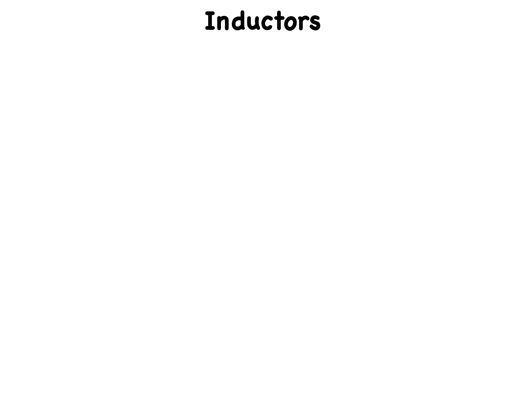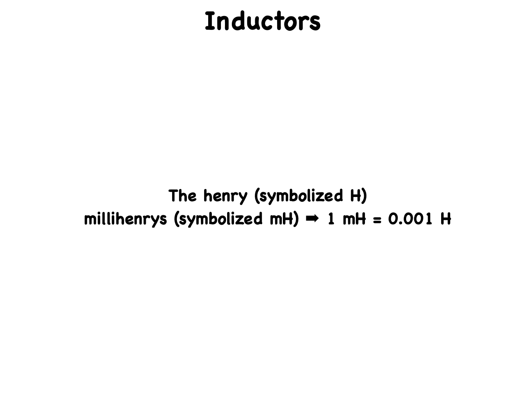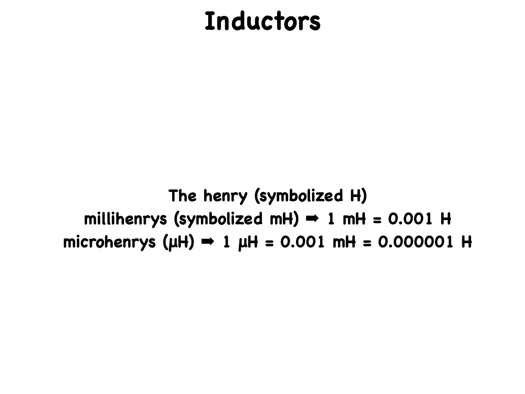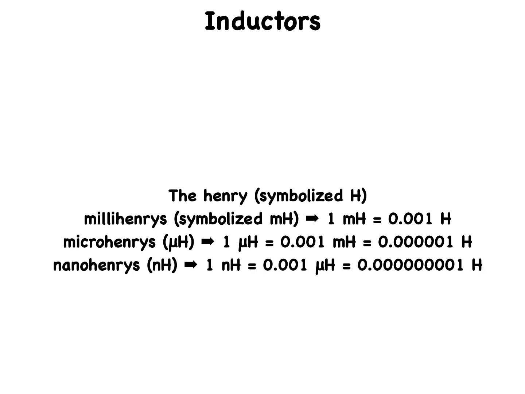The basic unit of inductance is the Henry, symbolized capital H, a large electrical quantity. Most practical inductors are rated in millihenries, symbolized by lowercase m capital H, where 1 millihenry equals 10 to the minus 3 henries, or in microhenries, Greek letter μH, where 1 microhenry equals 10 to the minus 3 millihenries, which is equal to 10 to the minus 6 henries. Occasionally, you'll see an inductor whose value is specified in nanohenries, nH, where 1 nanohenry is equal to 10 to the minus 3 microhenries, which is equal to 10 to the minus 9 henries.